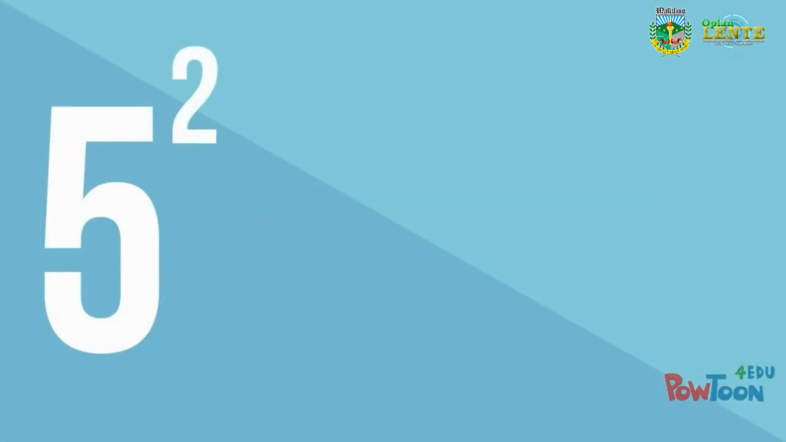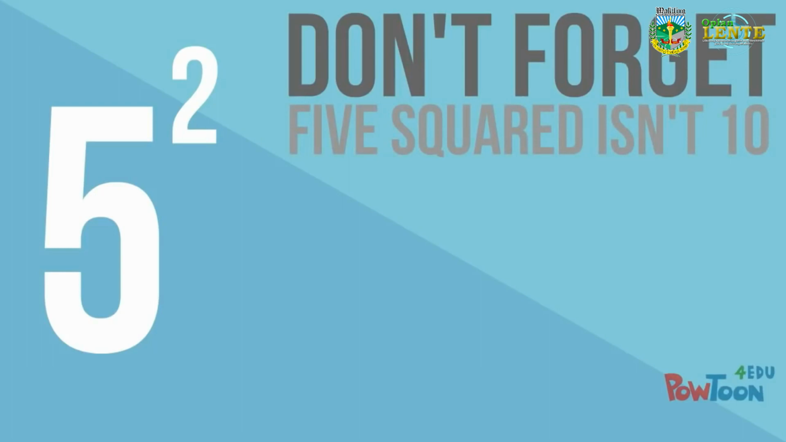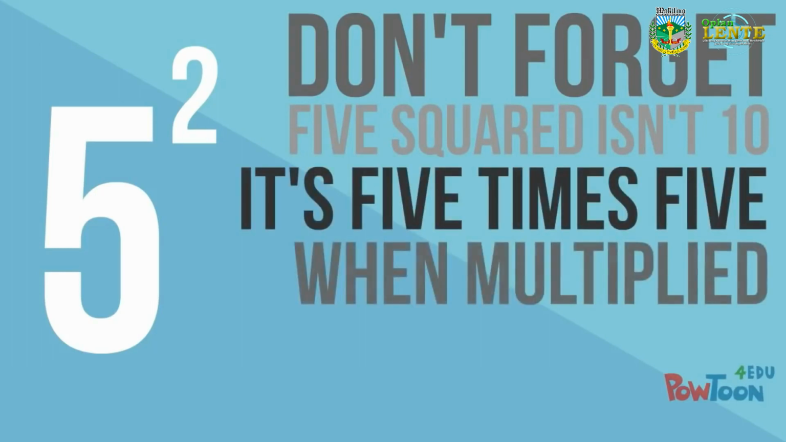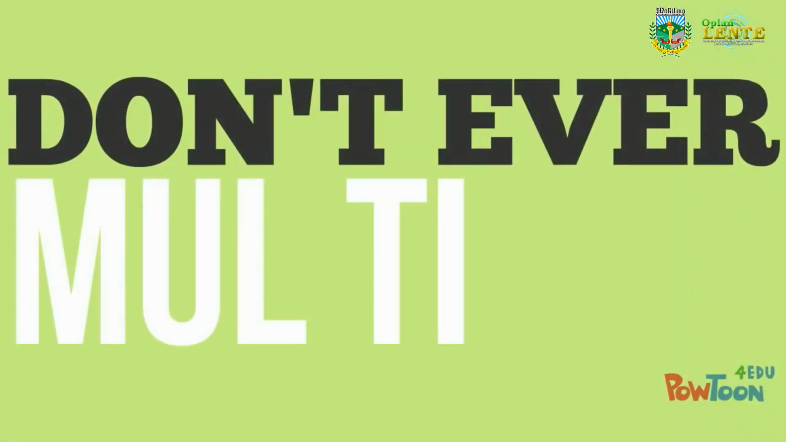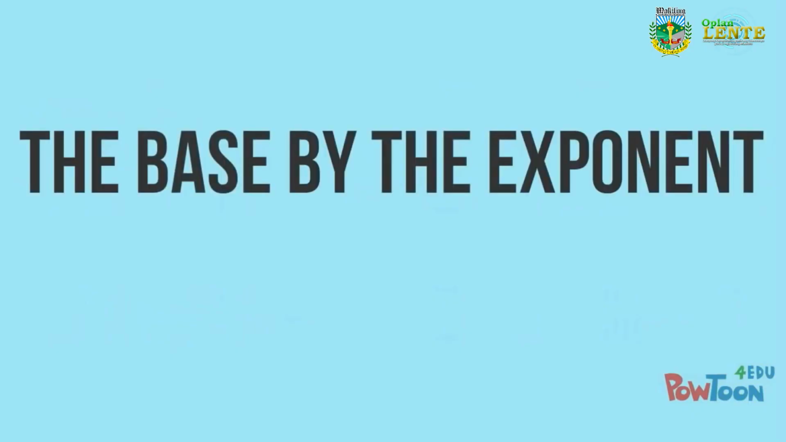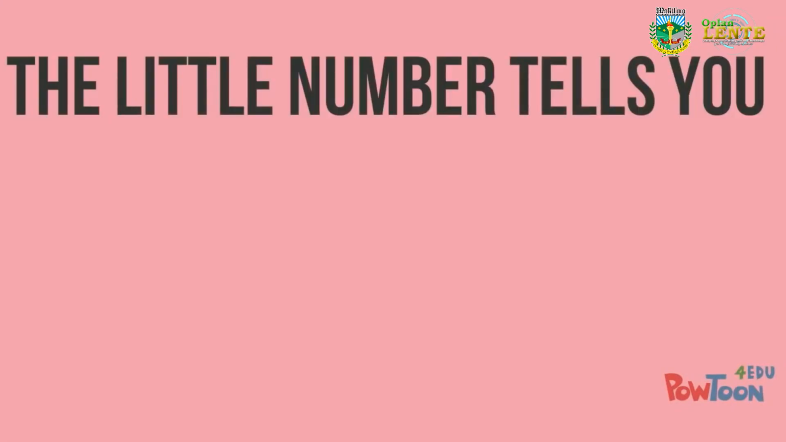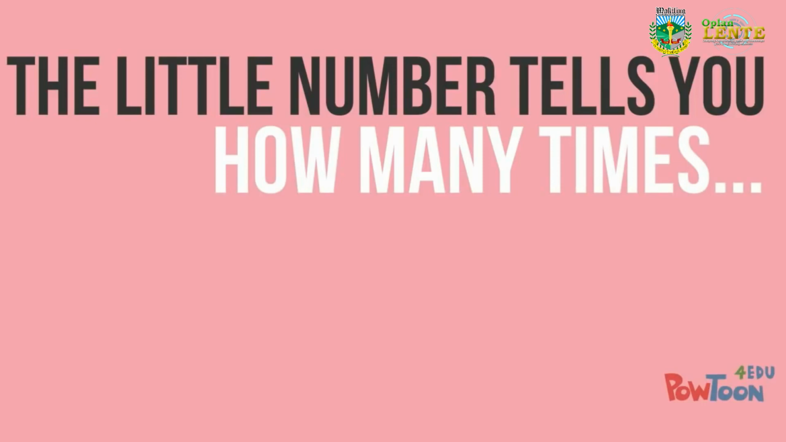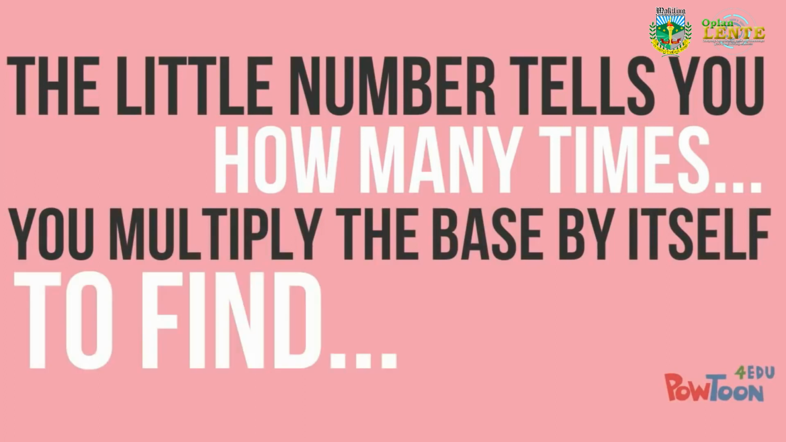Let's bring the example back. Go on, just don't forget. 5 squared isn't 10. No, it's 5 times 5 multiplied. I'll give you 25. Teacher said don't ever multiply base by the exponent. Here's why. Little number tells you how many times to multiply the base by itself.